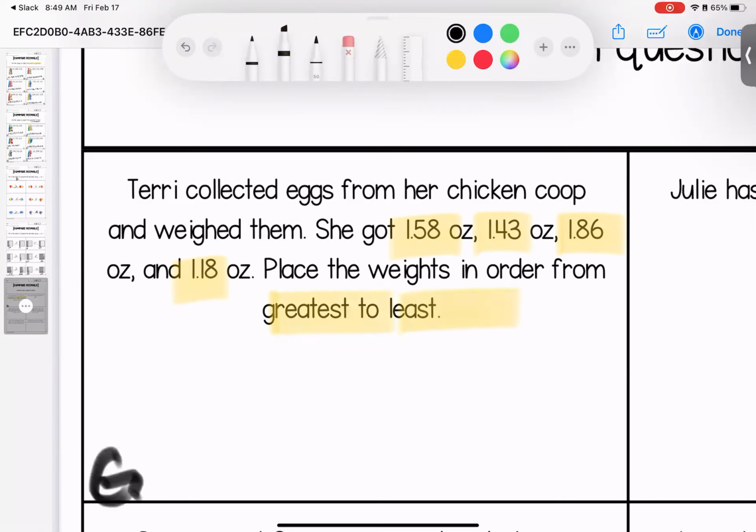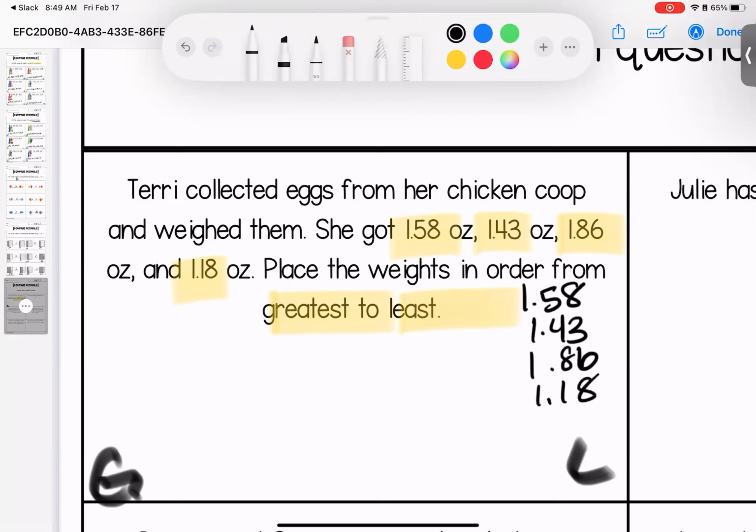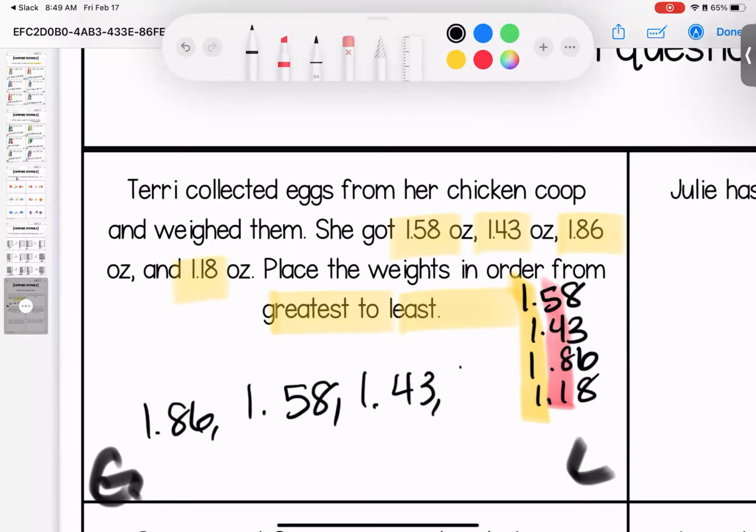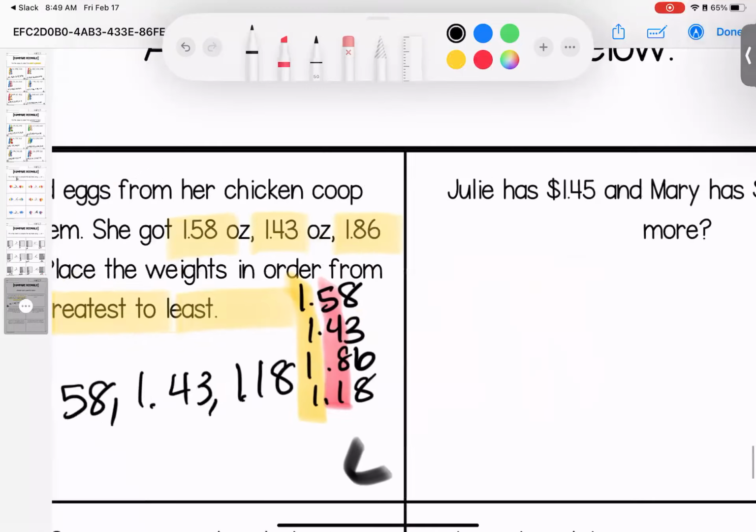So I want greatest to least. And I have 1 and 58 hundredths, 1 and 43 hundredths, 1 and 86 hundredths, and 1 and 18 hundredths. Starting with my ones, they all match. Going over to my tenths, there's my difference. So greatest is going to be 1 and 86 hundredths, and then 1 and 58 hundredths, 1 and 43 hundredths, and 1 and 18 hundredths.